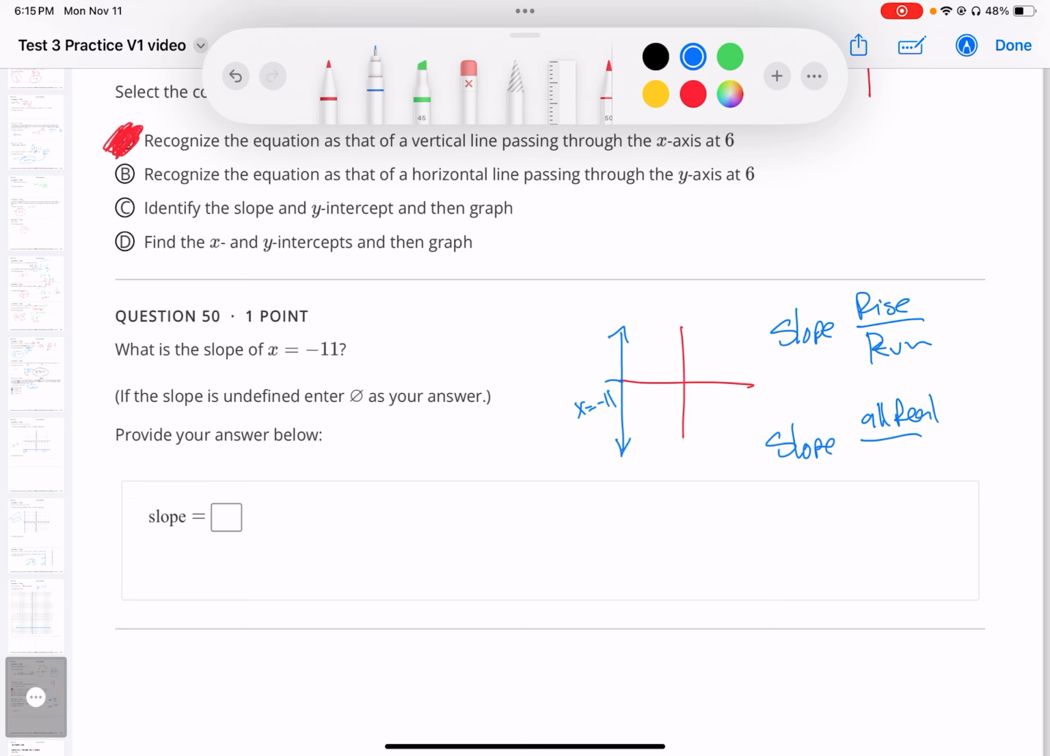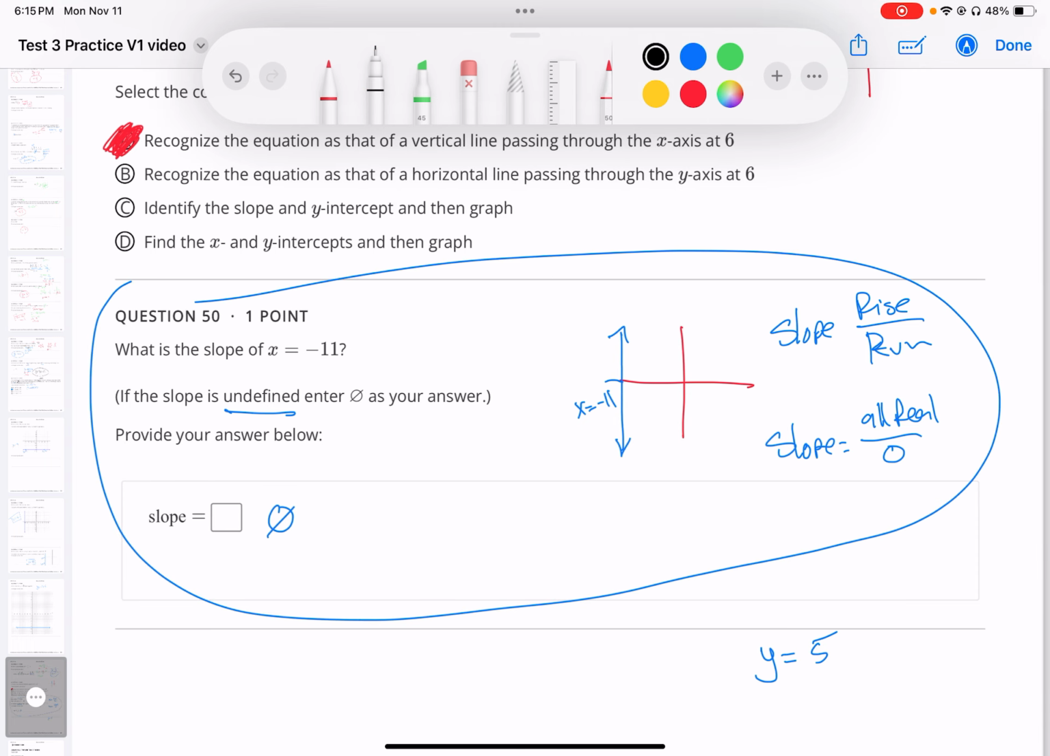It could go up as many as you want, it could go down as many as you want, but the left to right movement is 0. And in math, whenever we divide by 0, that causes a domain error, or it's undefined. So this one right here is going to be undefined because our denominator, or our change in x, is 0. Where if I said, well, what about y equals, I don't know, 5.